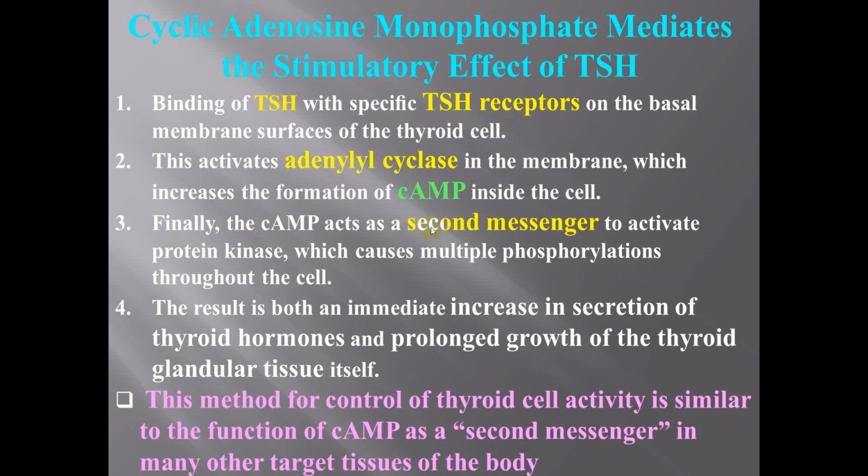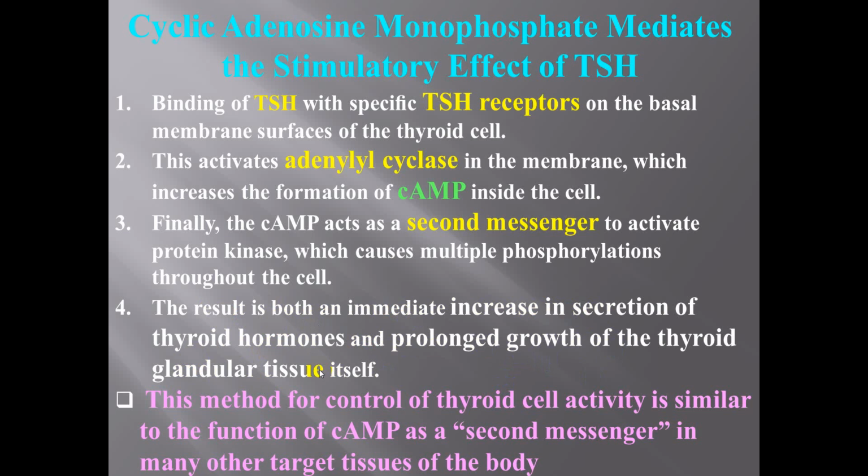Cyclic AMP is considered here the second messenger to activate protein kinase, leading to multiple phosphorylation throughout the cell. The result of this binding and activation of adenylyl cyclase and then cyclic AMP is increased secretion of thyroid hormones and prolonged growth of the thyroid glandular tissue itself.